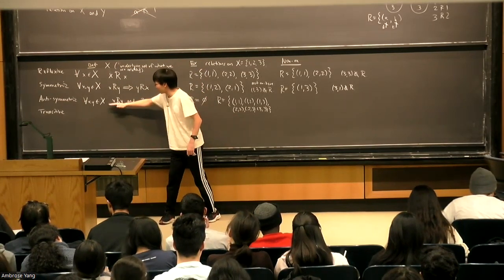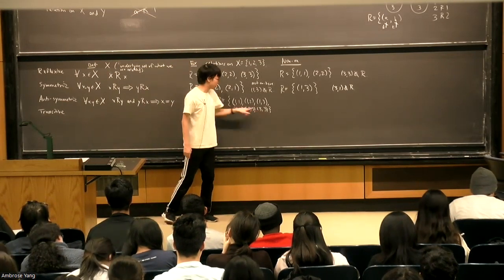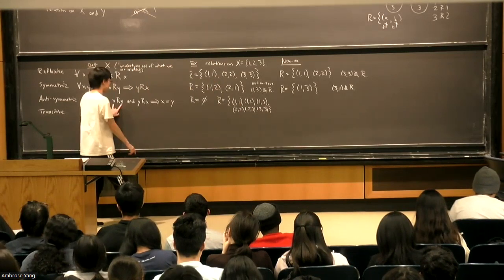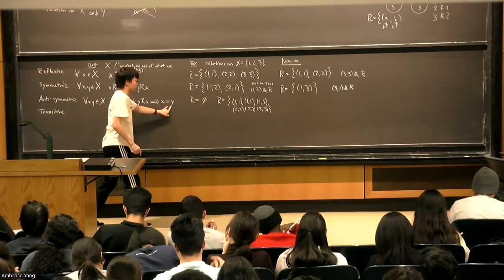When do I actually have both of these become true? Well, it's only when I have 1, 1, 2, 2, and 3, 3. 1, 1 is inside the relation, and I flip it around, 1, 1 is also inside the relation, and 1 is equal to 1.